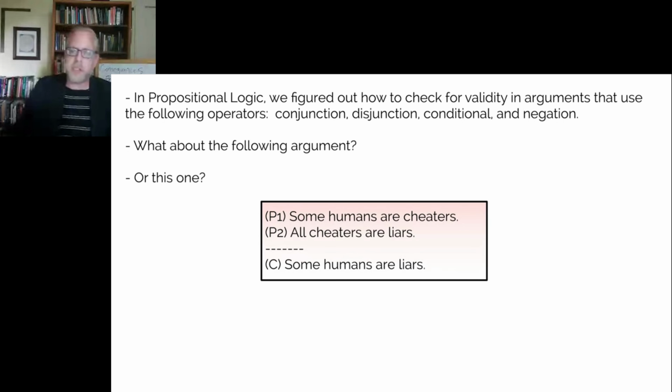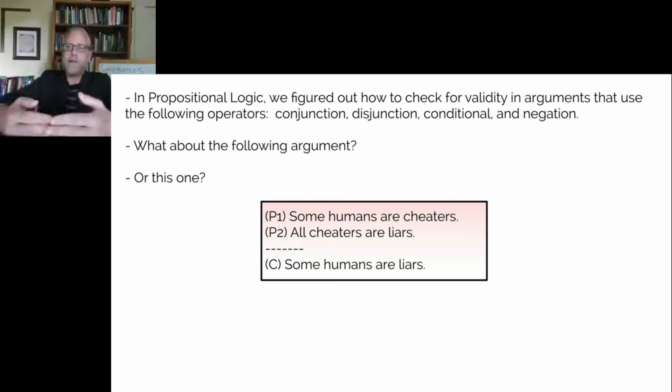Another example, here we see some. Some humans are cheaters. All cheaters are liars. Some humans are therefore liars. So again, we can imagine circles with all the humans inside, circles with all the cheaters inside, circles with all the liars inside. And then sometimes there will be overlap. So if it says some humans are cheaters, it means that some of the members of this category of humans are also in the category of cheaters.